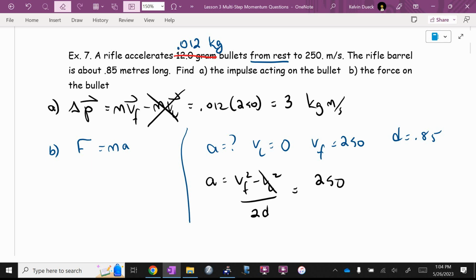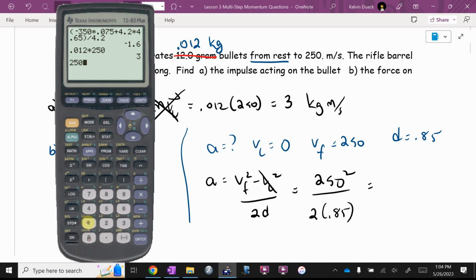So it's going to be 250 squared all over 2 times 0.85. It's going to be 250 squared all over, in brackets, 2 times 0.85. I have more than one thing on the bottom, so brackets are on the bottom. Should a bullet have a big acceleration or a small acceleration? I'd be worried if I got a small answer because Mr. Dueck tries to make answers ballpark accurate. So, okay, yeah, that seems about right. I'm not going to write all of this, I'm going to store it on my calculator. I'm going to write 36,800.